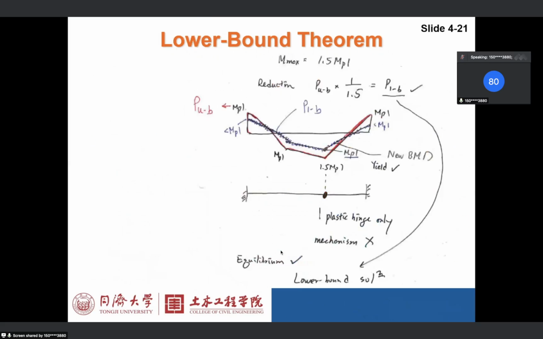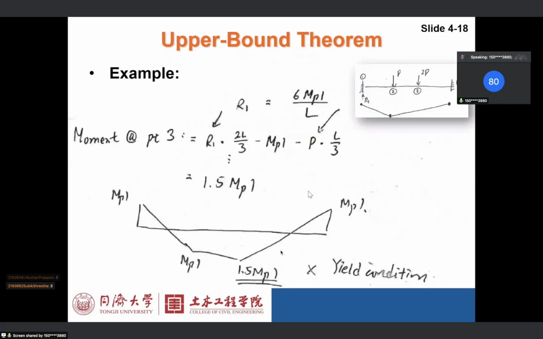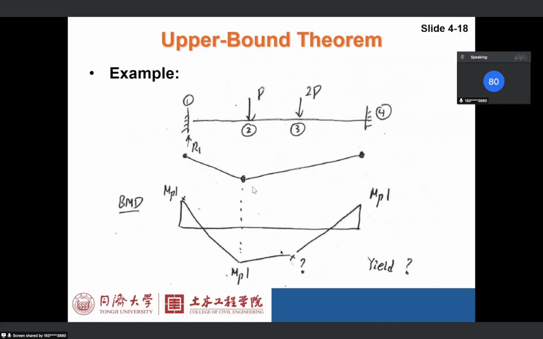You remember this equation? Okay, so what is the lower bound solution? Nobody? Yes. So it's 3, right? 4.5 divided by 1.5. Yeah, it's 3. So the real answer, because you are selecting the incorrect plastic hinges, is somewhere between 3 and 4.5 MPL over L, right? Somewhere between this.